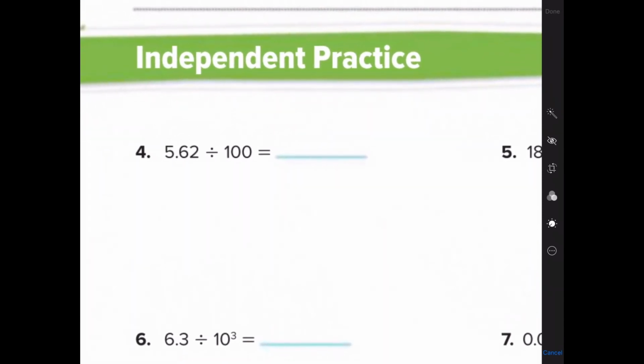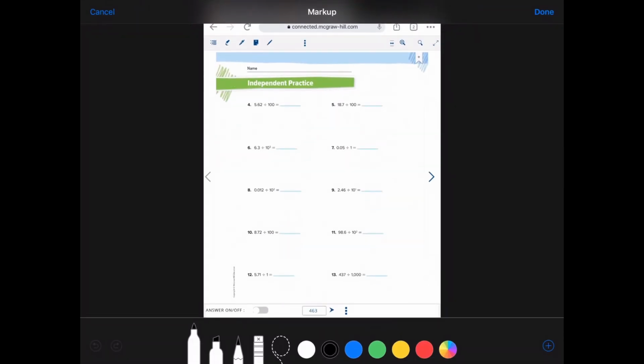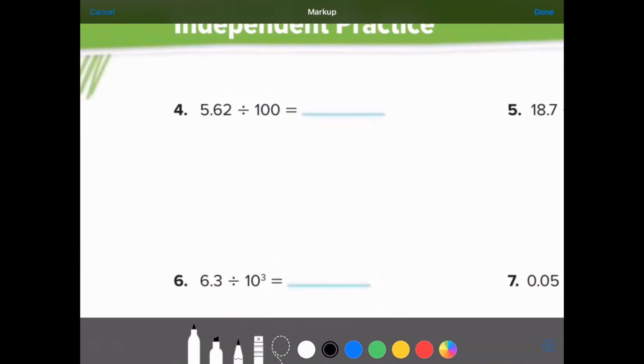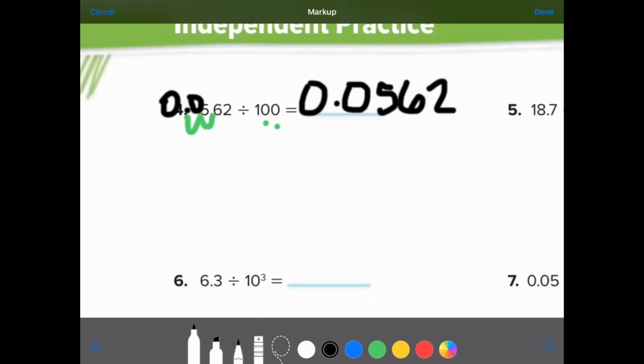Easy peasy. Could you please show your upside down rainbows so that I understand that you know which direction you need to move your decimal? Remember, this is division, so we're moving the decimal left. There's 2 zeros there, so we're going to move that decimal left. 1, 2. We're going to do a placeholder 0 right there and 1 right there. So our answer is going to be 0.0562.